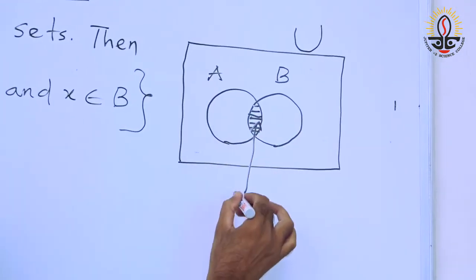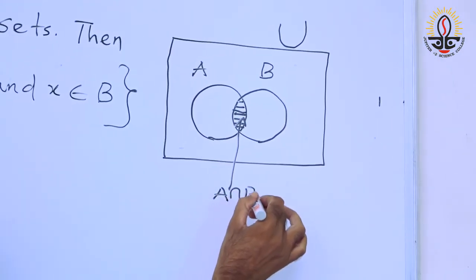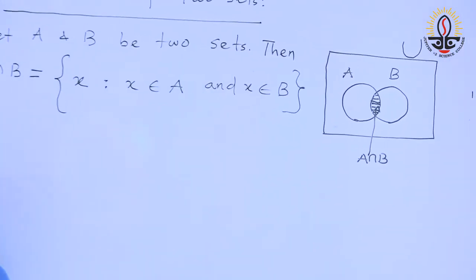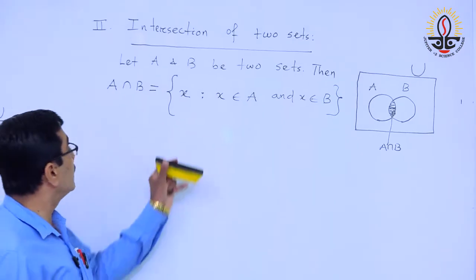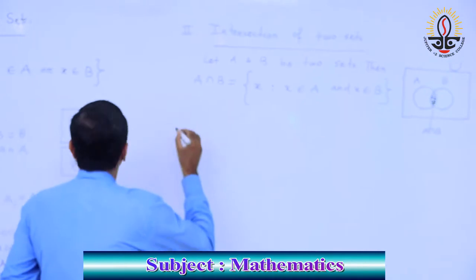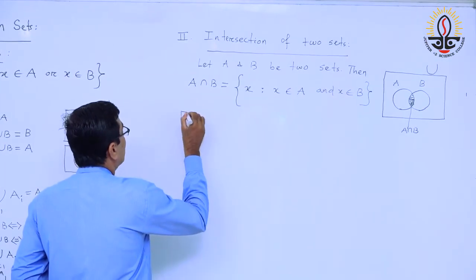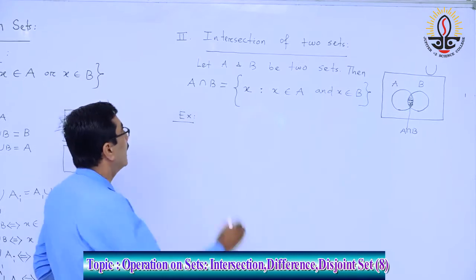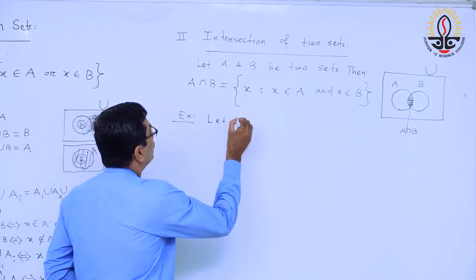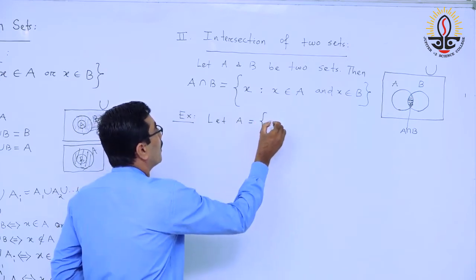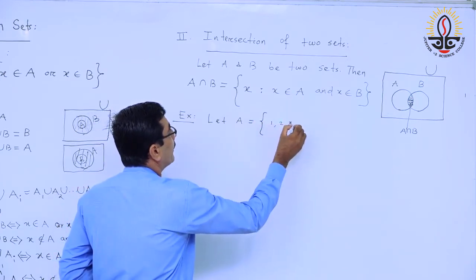This set is called A intersection B. That means the common elements between A and B will lie in A intersection B. So if I give you one example, let A be equal to, suppose, 1 2 3 4 5.